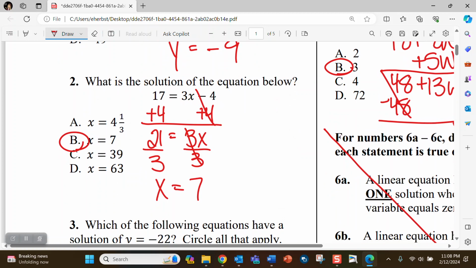Number two asks for the solution of the equation. You should have added 4 to both sides. That gives 21 equals 3x. Dividing both sides by 3 gives answer B, x equals 7.